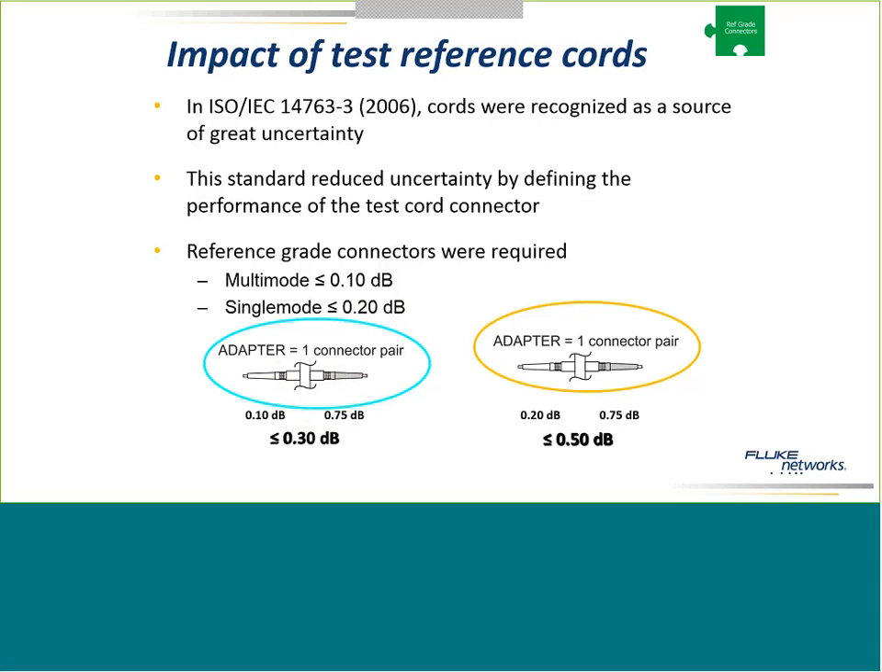For reference to standard grade, we don't want to budget for 0.75 dB. That's not accurate. You're cheating yourself to use that value. The standard is saying that we should now use 0.3 dB. Yeah, that's pretty tight. And in single mode, where the mated value of two reference grade connectors is 0.2, if we have a reference grade to a standard grade connector, the standard asks us to budget 0.5 dB for this.